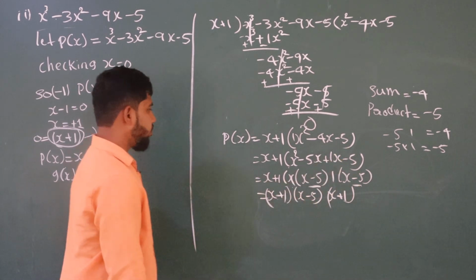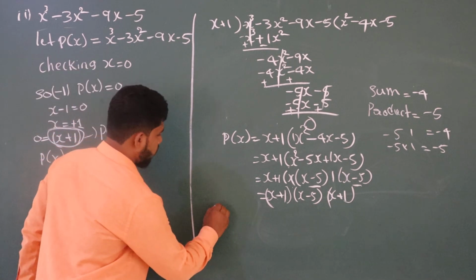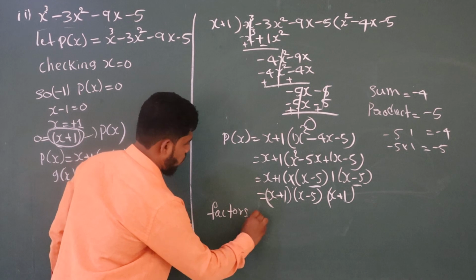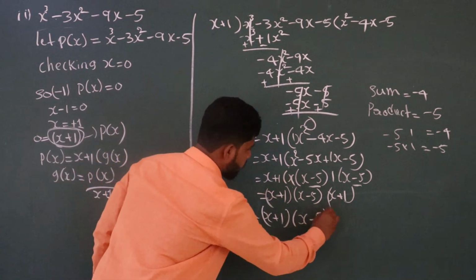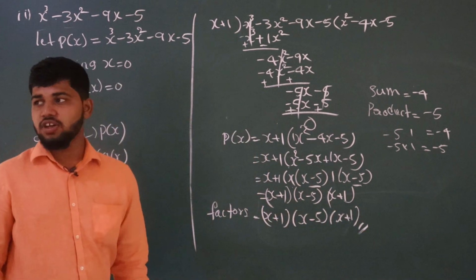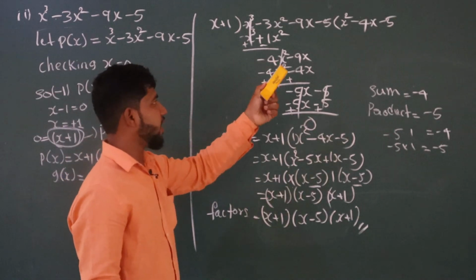Now what are the factors of x cube minus 3x square minus 9x minus 5? The factors are x plus 1, x minus 5, x plus 1. These are the factors of p of x, that is x cube minus 3x square minus 9x minus 5.